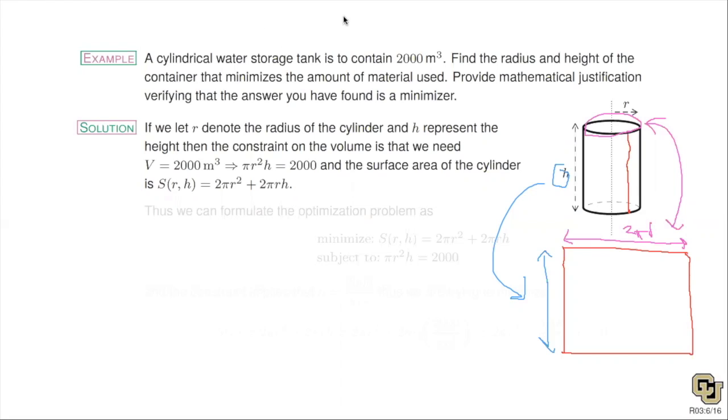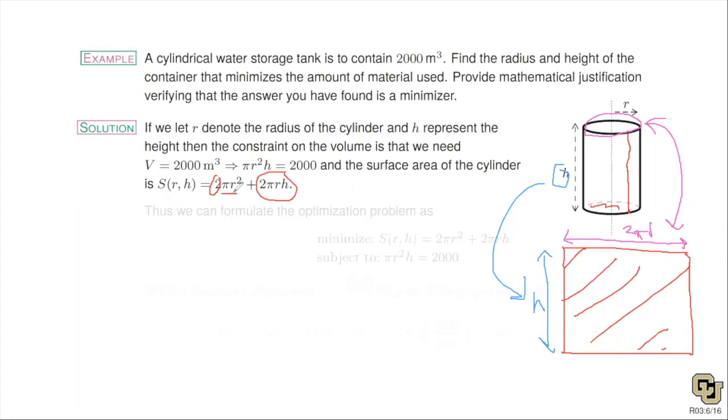And the height is h. So we can calculate the area here is just 2 pi r times h. And so that's the formula I have. So here, 2 pi r h, that's the side, and then pi r squared is the bottom, and there's two of them, the bottom and the top.